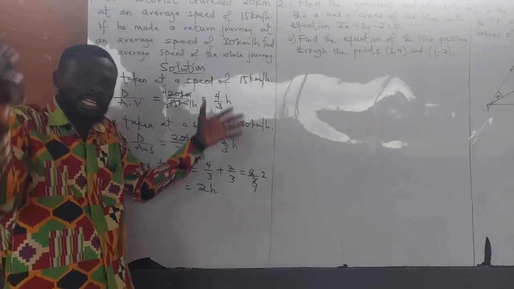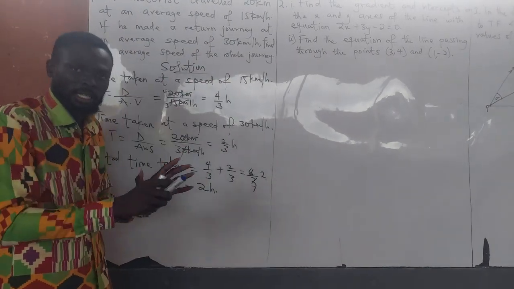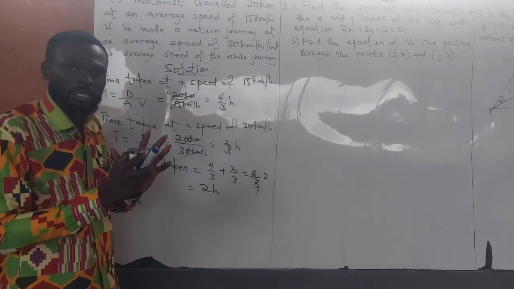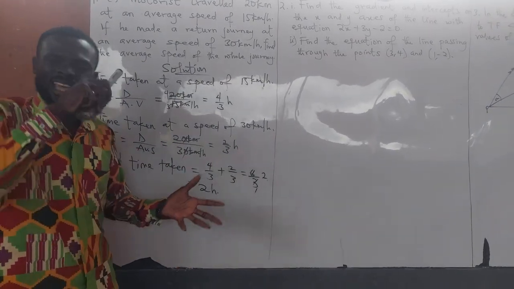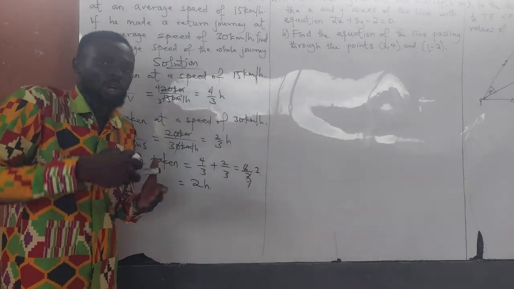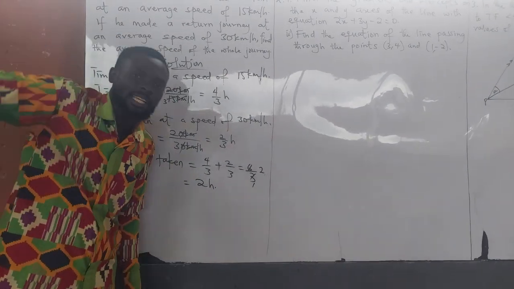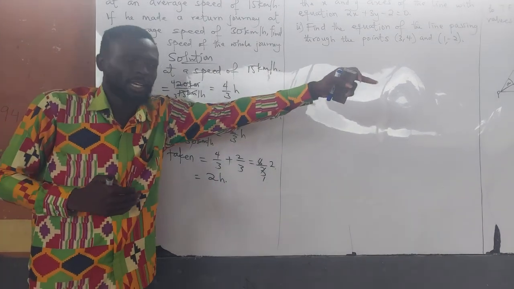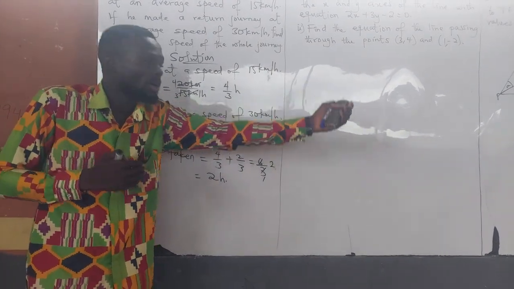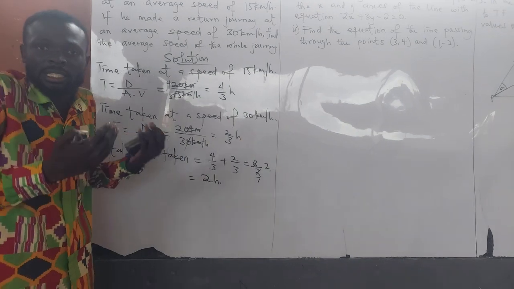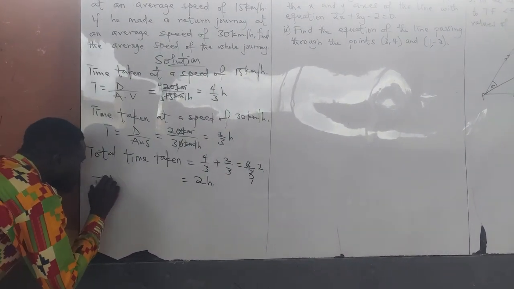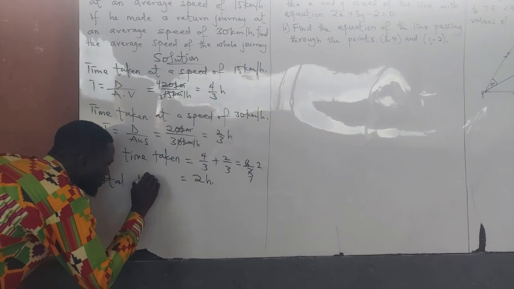So the whole journey the motorist made, the motorist used 2 hours to make the whole journey. But we know that the average speed is distance over time. So we have to know the total distance of the whole journey. When he went, the distance is 20 kilometers. When he returned, the distance is also 20 kilometers. So calculate the total distance.